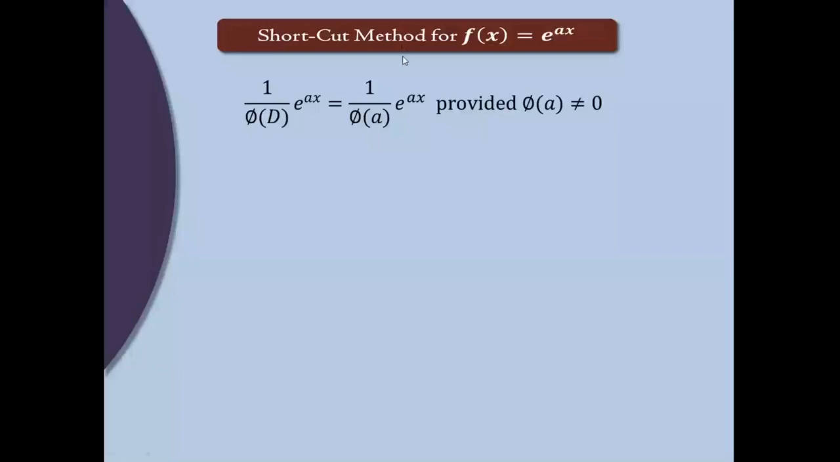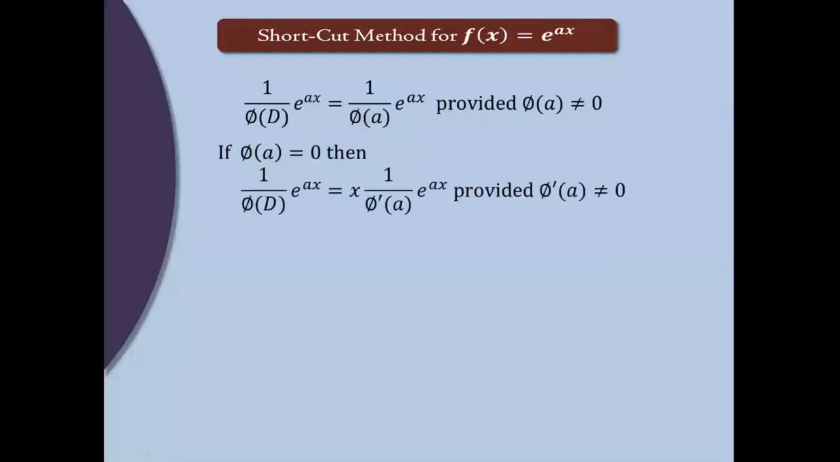The only problem with this is that it is only for a few functions, 5 functions only, not used for all functions. Okay, so for this first function e raised to ax, what to do? Wherever D is there, replace it by a. Only thing, it should be non-zero. Now what happens if it becomes 0? After replacement, if it becomes 0, then we have to find the derivative of phi, find the derivative of that function, and then replace D by a.